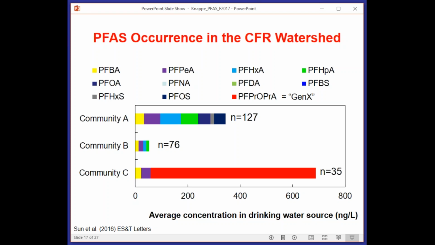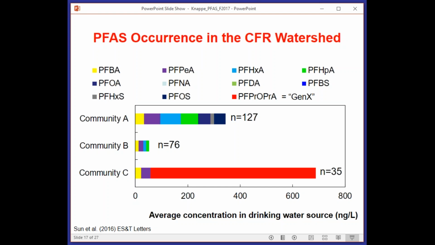To us that, with the principal upstream water discharges, we were still seeing relatively high levels of PFOA and PFAS in this drinking water source. In red is Gen X, and what you see here is for community A and also for community B, the Gen X did not occur.